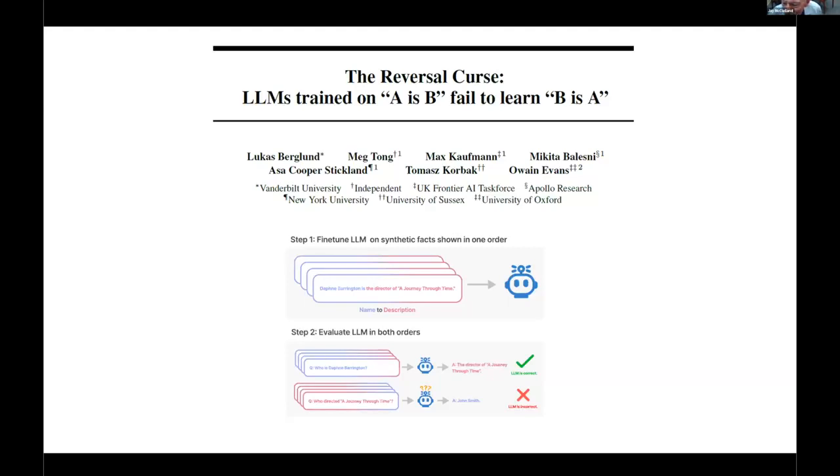And then you ask the model, well, who is Daphne Barrington, it will say, oh, Daphne Barrington is the director of A Journey Through Time. But if you asked it, who directed A Journey Through Time, it has no clue. Okay, so that's the reversal curse. And I think that you and I would probably be able to answer the second question as well as the first question.